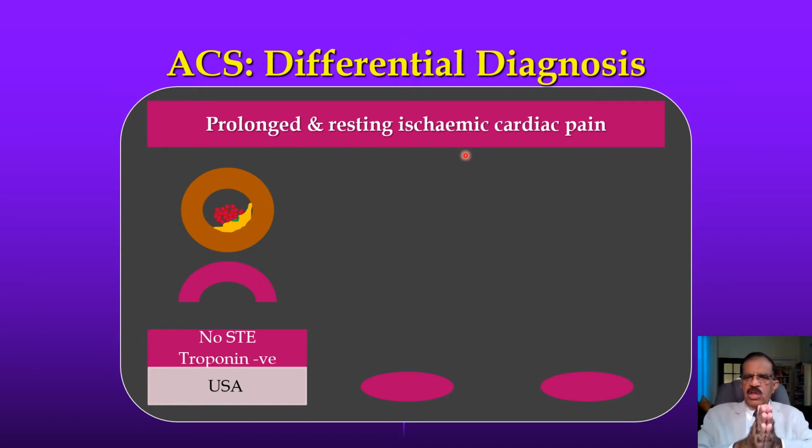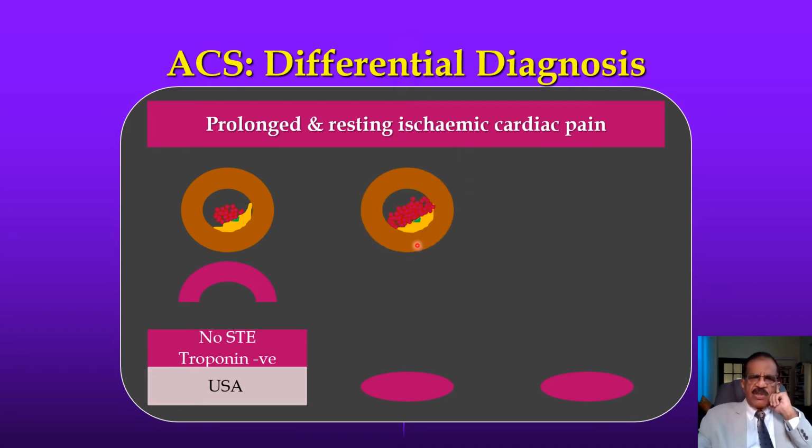So ECG does not necessarily need to be normal. ECG could show something, but no acute ST elevation, and troponins are negative. There may be ST depression or ECG may look normal, and then it would be called unstable angina pectoris. Let's take the second example.